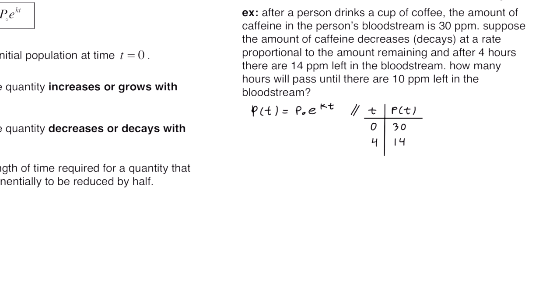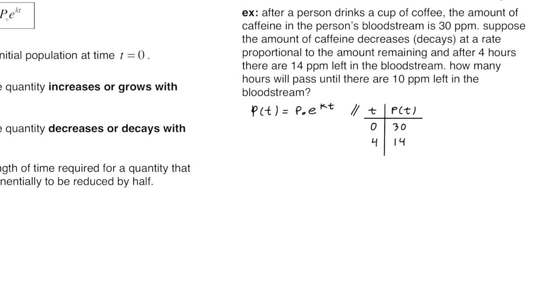So here we have our same equation, p of t equals p naught e to the kt. And I set up our chart. We have the amount of caffeine in the person's bloodstream is 30 parts per million. So at time 0, we have 30. And then it says the amount of caffeine decreases or decays. So after 4 hours, there's only 14 parts per million left in the bloodstream. So we have 4 hours and then 14.